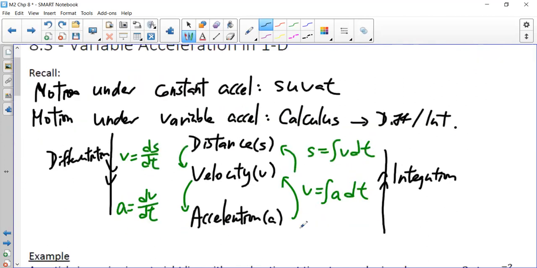One last tip. If I want to find v, I use the v equals formula, depending on what information is given. If I want to find a, I'll do a equals. If I want to find distance, I'll do s equals.